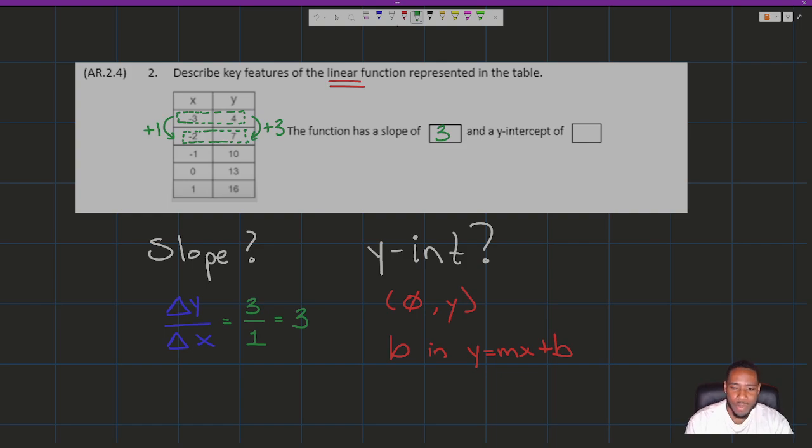Now, if we look for the y-intercept, again, we're looking for the place where our x value is 0, all right? And so if we're looking at the x column of this table, we see right here that when x is 0, y is 13. And so that's going to be our y-intercept, 0, 13. Okay, so not much to do there outside of calculating that slope, which we can do like that.